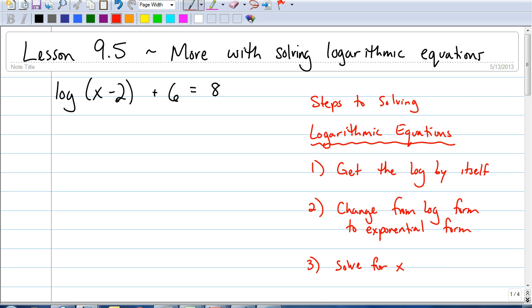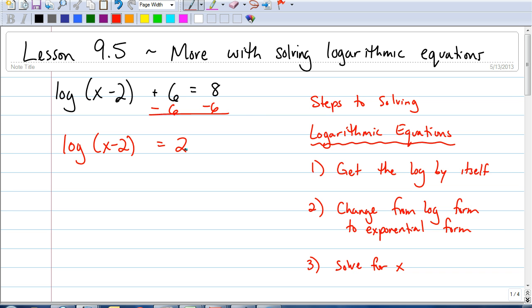Now a little note about logarithms. Whatever the logarithm is next to is what we need to get by itself. So here the logarithm is next to the x minus 2, so I want to get that portion by itself. So I'm going to need to get rid of that plus 6. I'm going to do that by subtracting 6 from both sides. And 8 minus 6 is 2. So now I have the logarithm by itself, so I can go on to step 2.